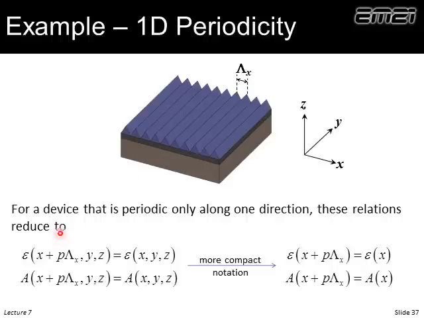So that means we could reduce what we wrote on the previous slide to this. The dielectric function of x, y, z equals the dielectric function of x plus some integer times the period in x. And then the same thing for the amplitude portion. Well, y and z aren't doing anything interesting here, so let's just drop them explicitly. They're still implicit here. And we could write our dielectric function and our amplitude function this way to see how they're periodic in one dimension. So a bit more compact notation.